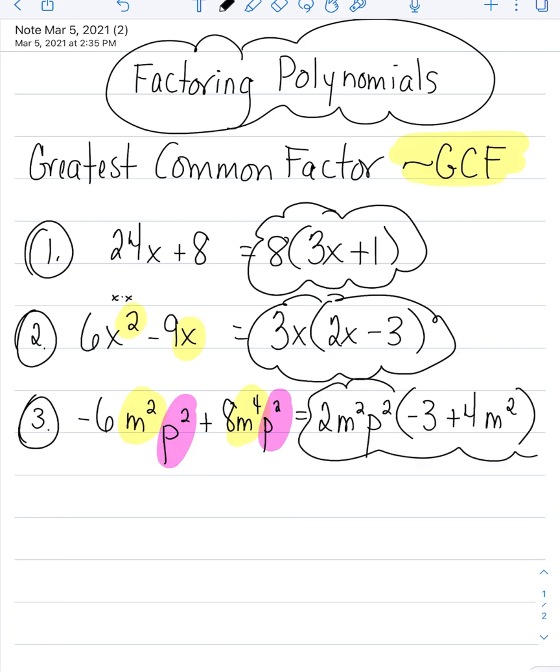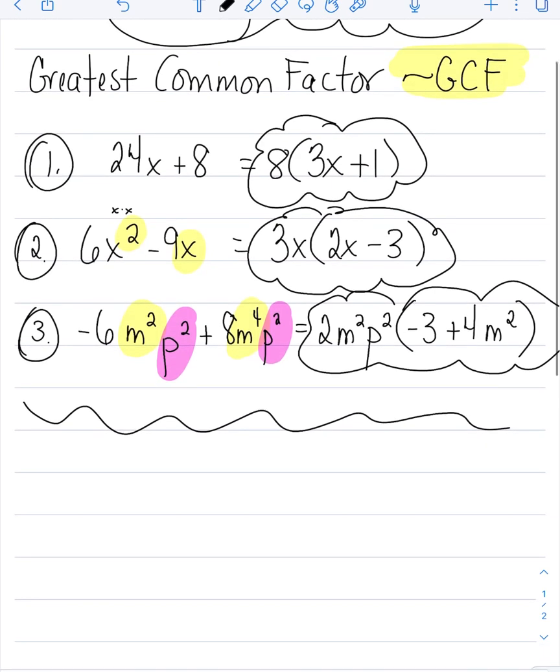So my 2 factors for this polynomial are 2m squared p squared and negative 3 plus 4m squared. So I have factored that polynomial completely. So again, the first way that we can factor a polynomial is the greatest common factor. Now there's a strategy when we are specifically factoring trinomials.